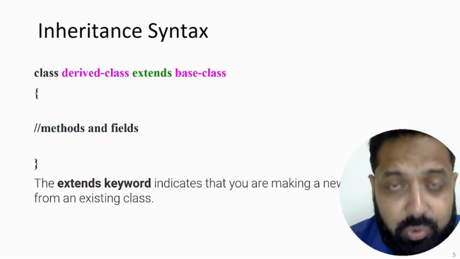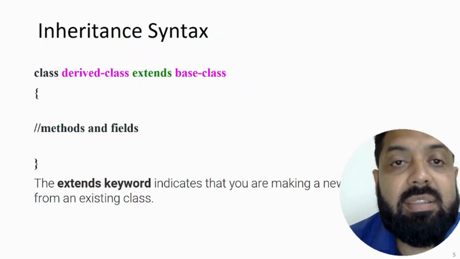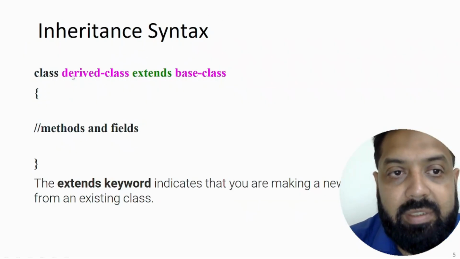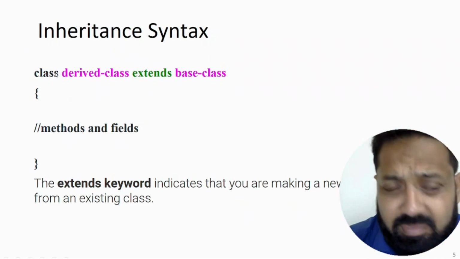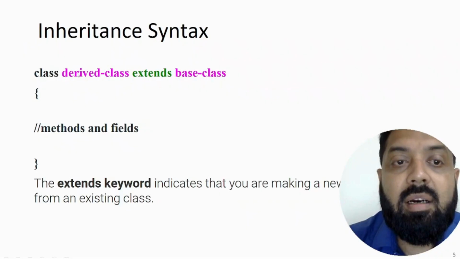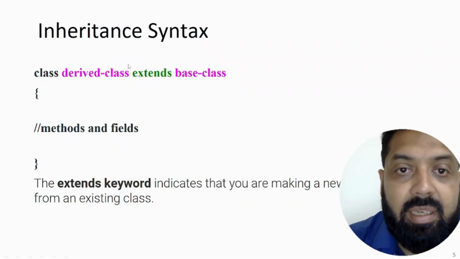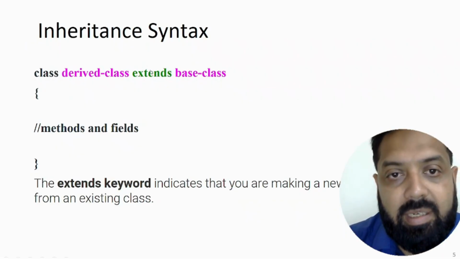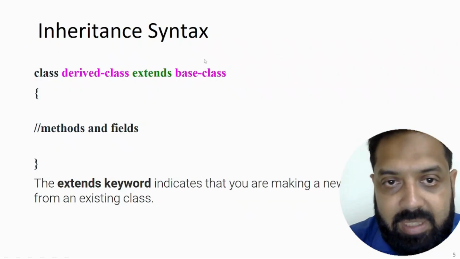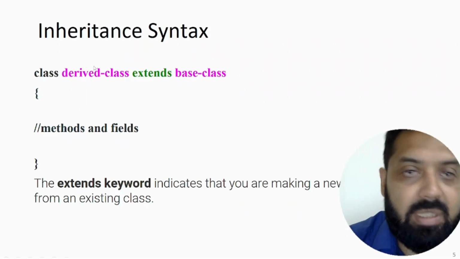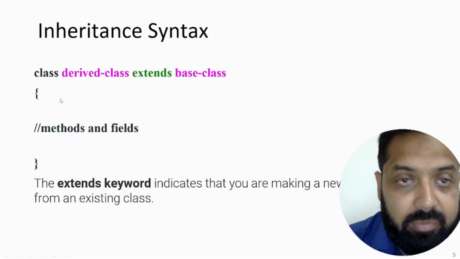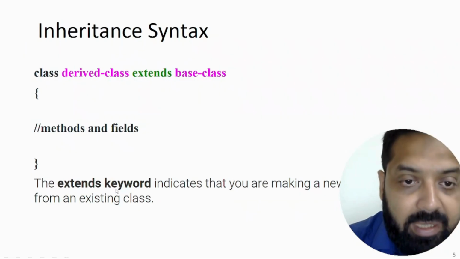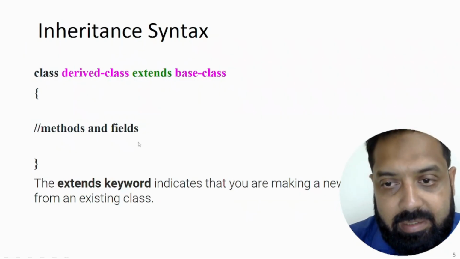What keyword do we have to use in our Java programming? In Java, inheritance is implemented through the keyword extends. For example, our child class is class bus, which extends from vehicle. Similarly, class car extends from the vehicle class. So vehicle is the base class, and car and bus are the derived classes here. Then in the body of that class we list down the methods and fields as well. The extends keyword basically supports inheritance in Java.